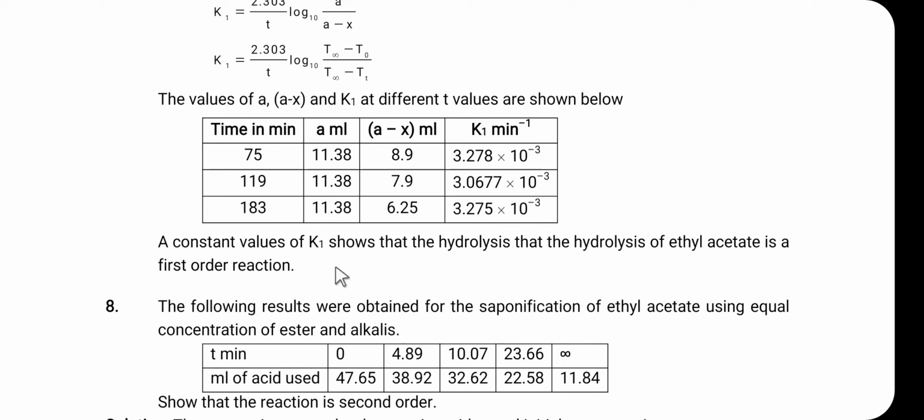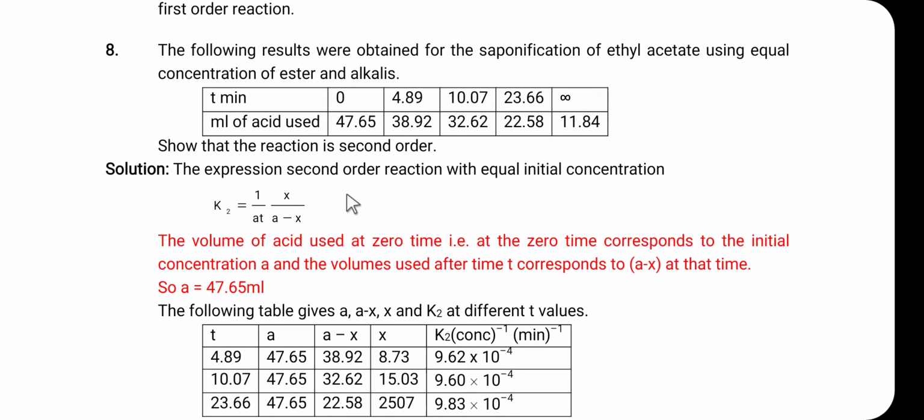So, here constant values of K1 show that the hydrolysis of ethyl acetate is a first order reaction. Then the next numerical: the following results were obtained for the saponification of ethyl acetate using equal concentration of the ester and alkali. Here the time in minutes, and here the ml of acid used. Show that the reaction is of second order.